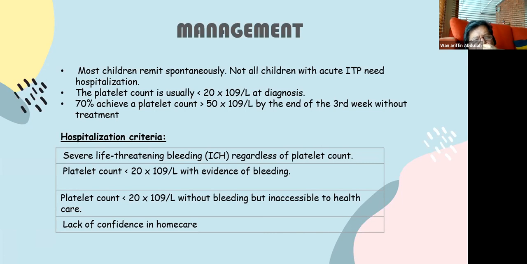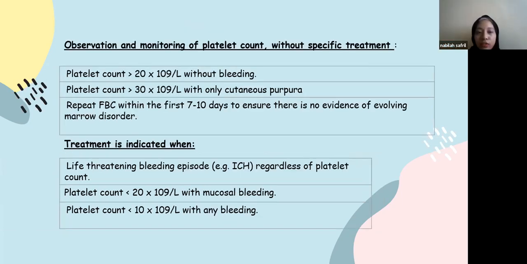Okay, next. For the patient that needs observation or monitoring of the platelet count but without specific treatment, this is when the platelet count is more than 20 but without bleeding, or when it is more than 30 but with only cutaneous purpura, and also need to repeat the full blood count within the first 7 to 21 days to ensure that there is no evidence of an evolving marrow disorder. So treatment is indicated when there is a life-threatening bleeding episode, such as intracranial hemorrhage, regardless of the platelet counts.